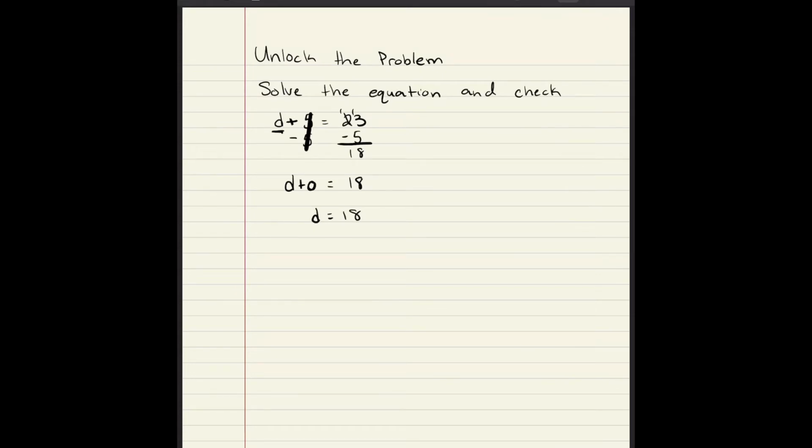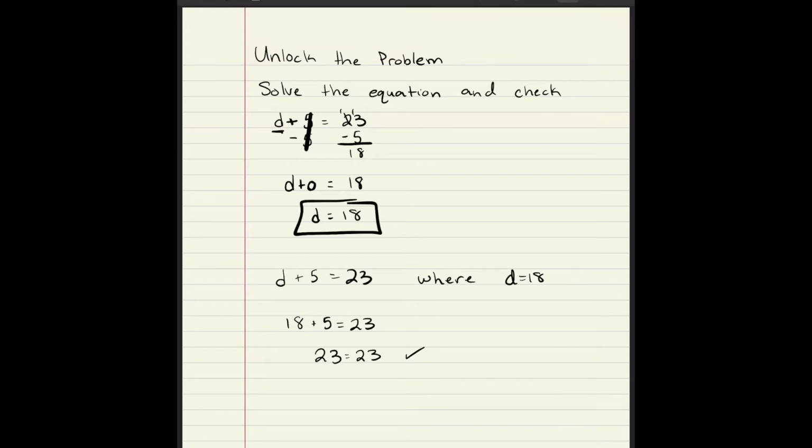Let's check that. So I'm going to plug that in. We have d plus 5 equals 23, where d equals 18. So let's plug it in. 18 is our given, plus 5 equals 23. So now we're back to lesson 1. You just plug in your variable. So 18 plus 5 is 23. Is that equal to 23? Yes. So our answer is d equals 18.